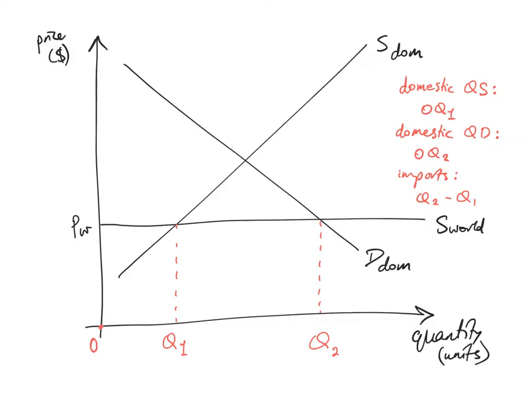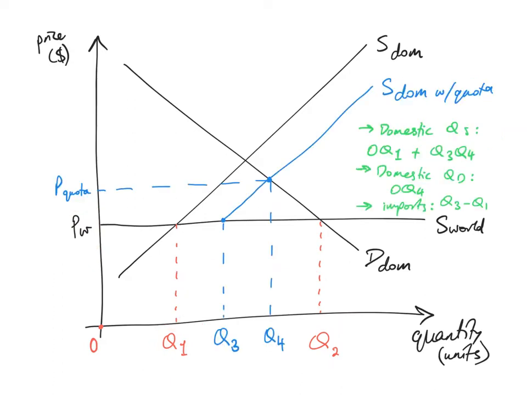So at this world price, PW, this is the domestic quantity supplied, Q1, and this is the domestic quantity demanded, Q2. And the difference between those two quantities is the amount of imports, so Q2 minus Q1.